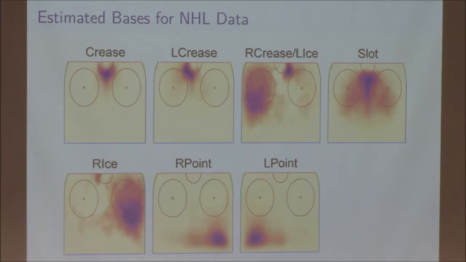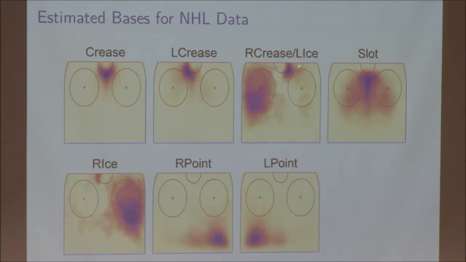So the crease is an obvious place. People shoot from the crease. If you're modeling shot locations and you don't have one that says crease, you probably didn't model them that well. The slot is also an obvious place to shoot from. Interestingly, the left crease and the right crease got split out from the main crease. So these are separate shot locations that different players tend to use.